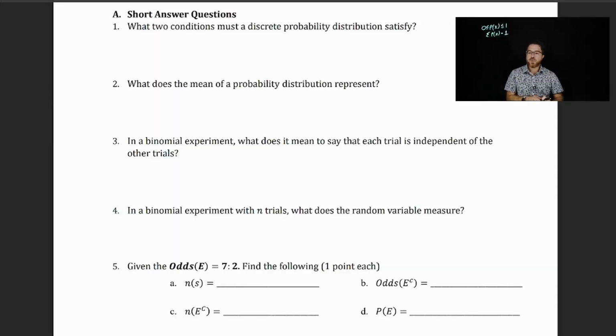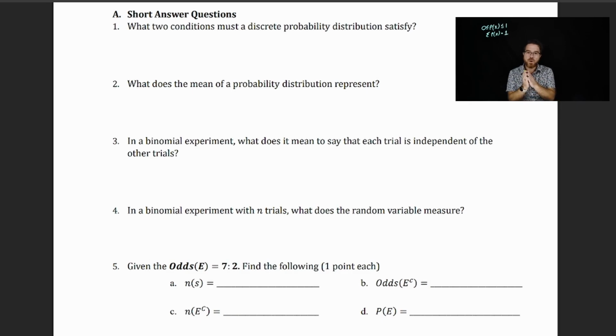Second question asks, what does the mean of a probability distribution represent? So this is going to be your expected value or your average outcome that you would expect if you were to repeat this over and over and over again. So this means that if I'm doing a binomial probability and I'm flipping 10 coins, the expected value is going to tell me how many coins I would expect to be a success, let's say landing on heads, if I were to repeatedly flip these 10 coins over and over again.